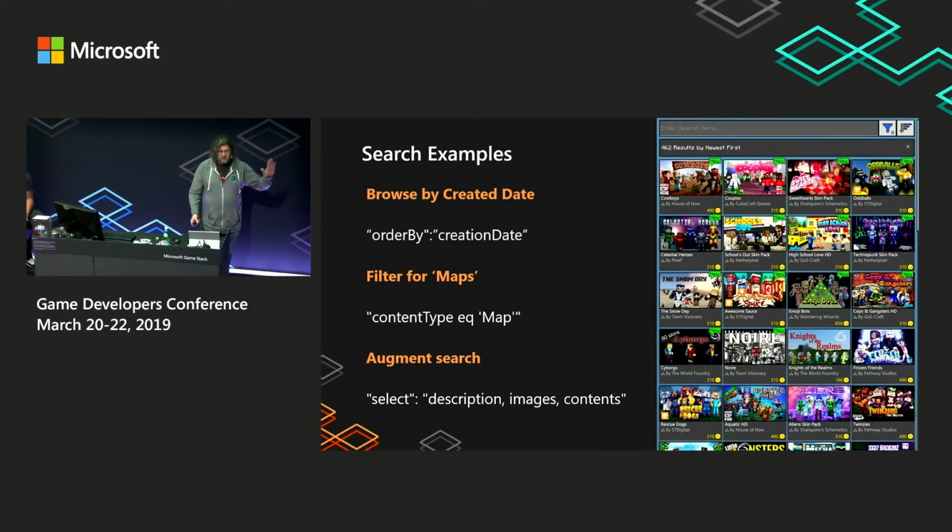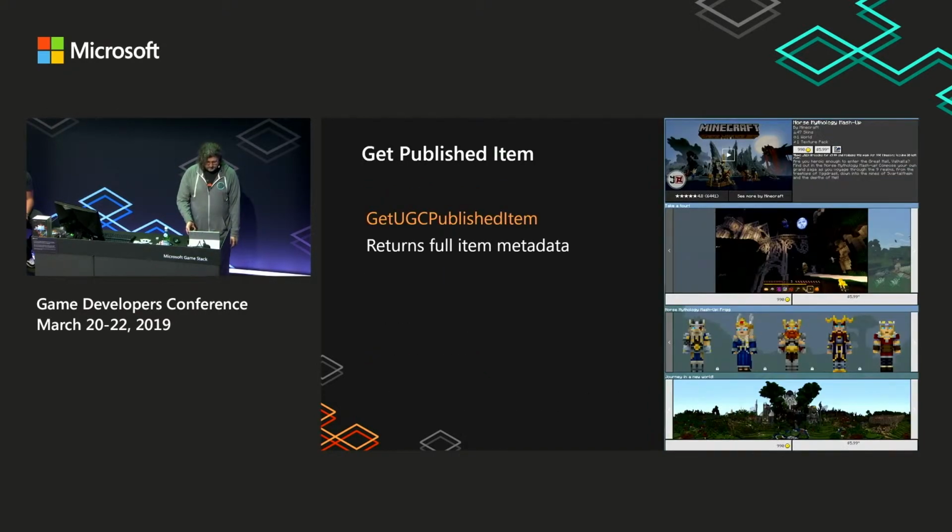Is anyone familiar with OData, like OData search query? Okay, good. So it's an open protocol. It's very friendly with REST. It's for doing kind of query-like syntax. It's great. We love it. And then, as I said before, when you want to get the full content, when you want to see all of the images associated with the item, and you want to get all of the information about it, you get the full item metadata with a get published item call.